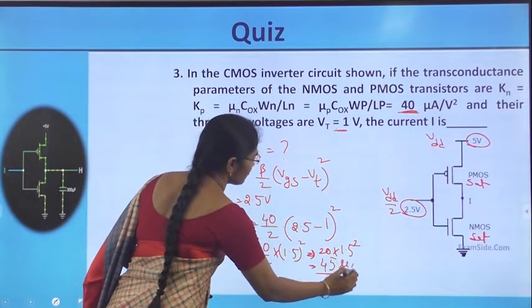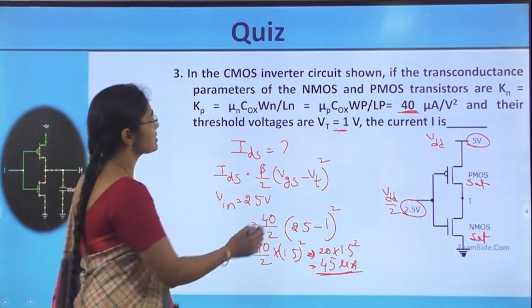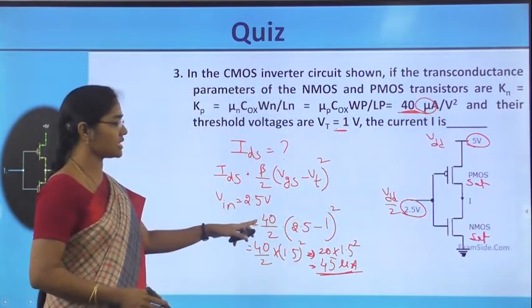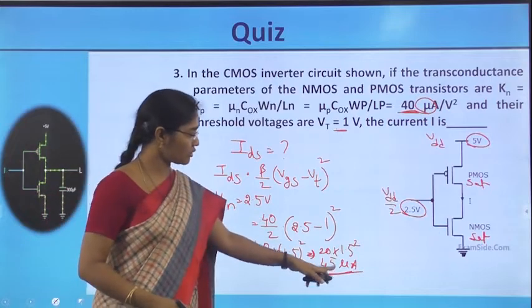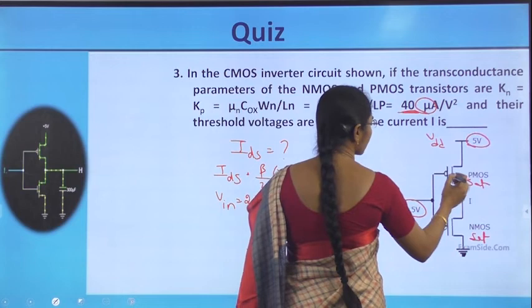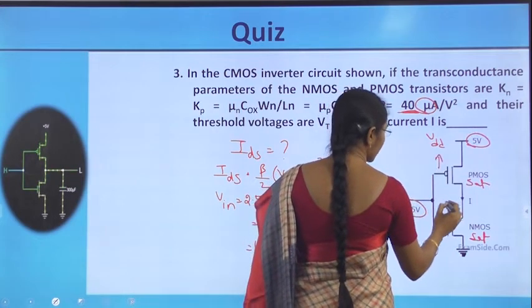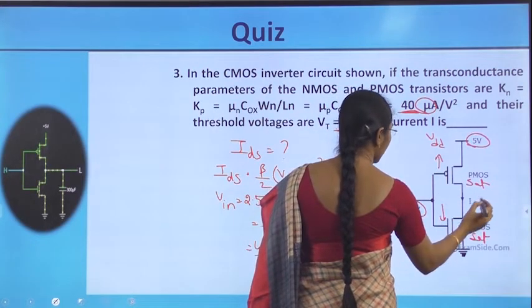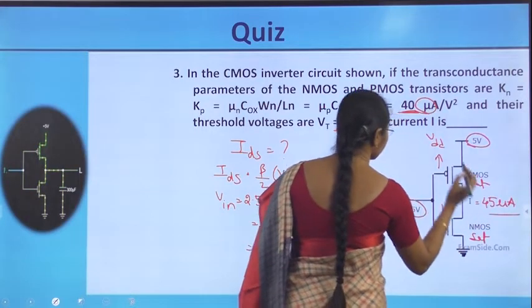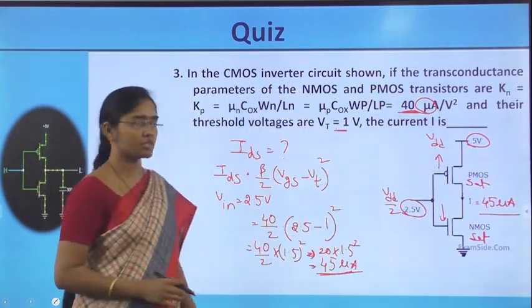45 microamperes is the current, since this is taken as micro. We have taken 40 as the digit and micro, so 45 microamperes is the current. Since here IDS and IDP are both equal, I is equal to 45 microamperes. This is the answer for this question.